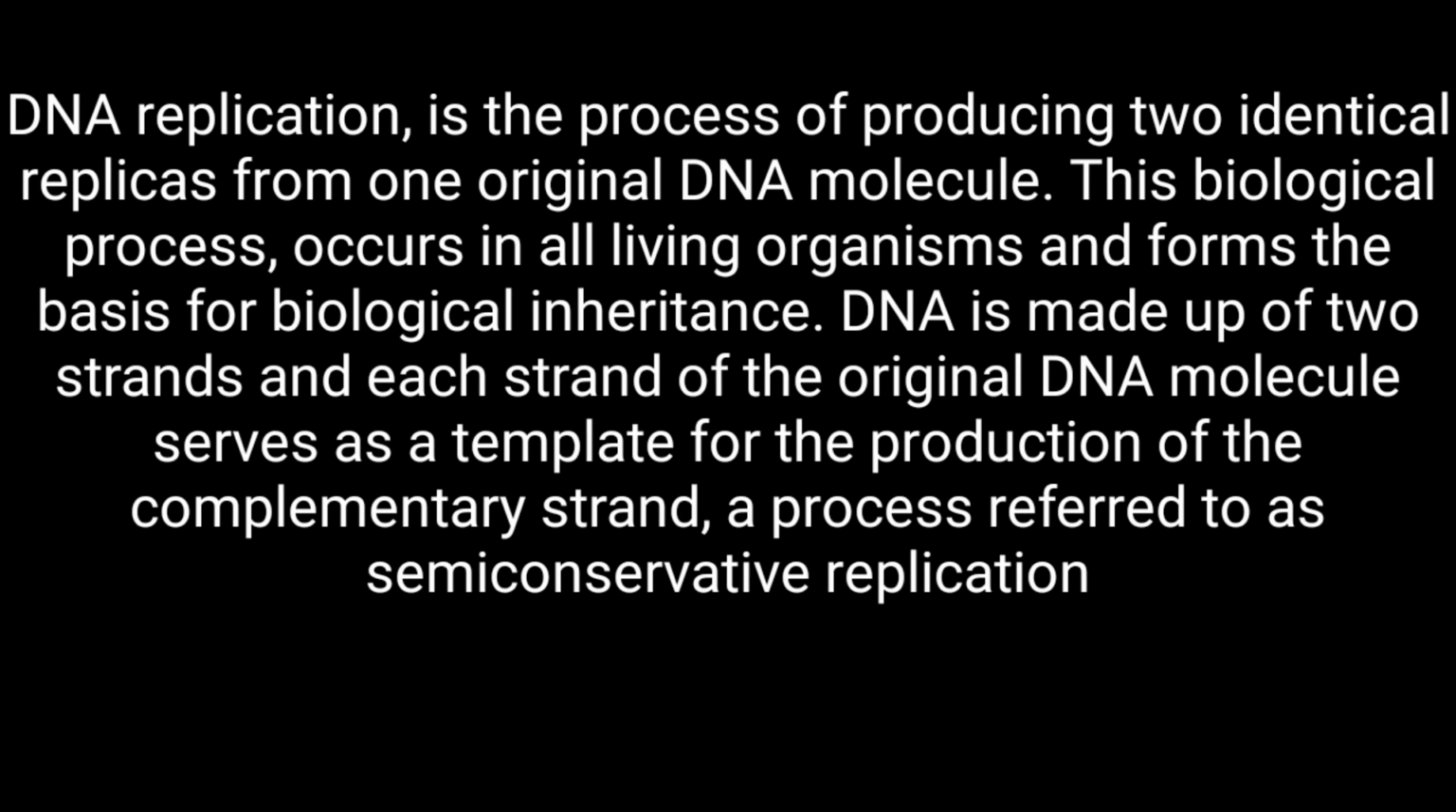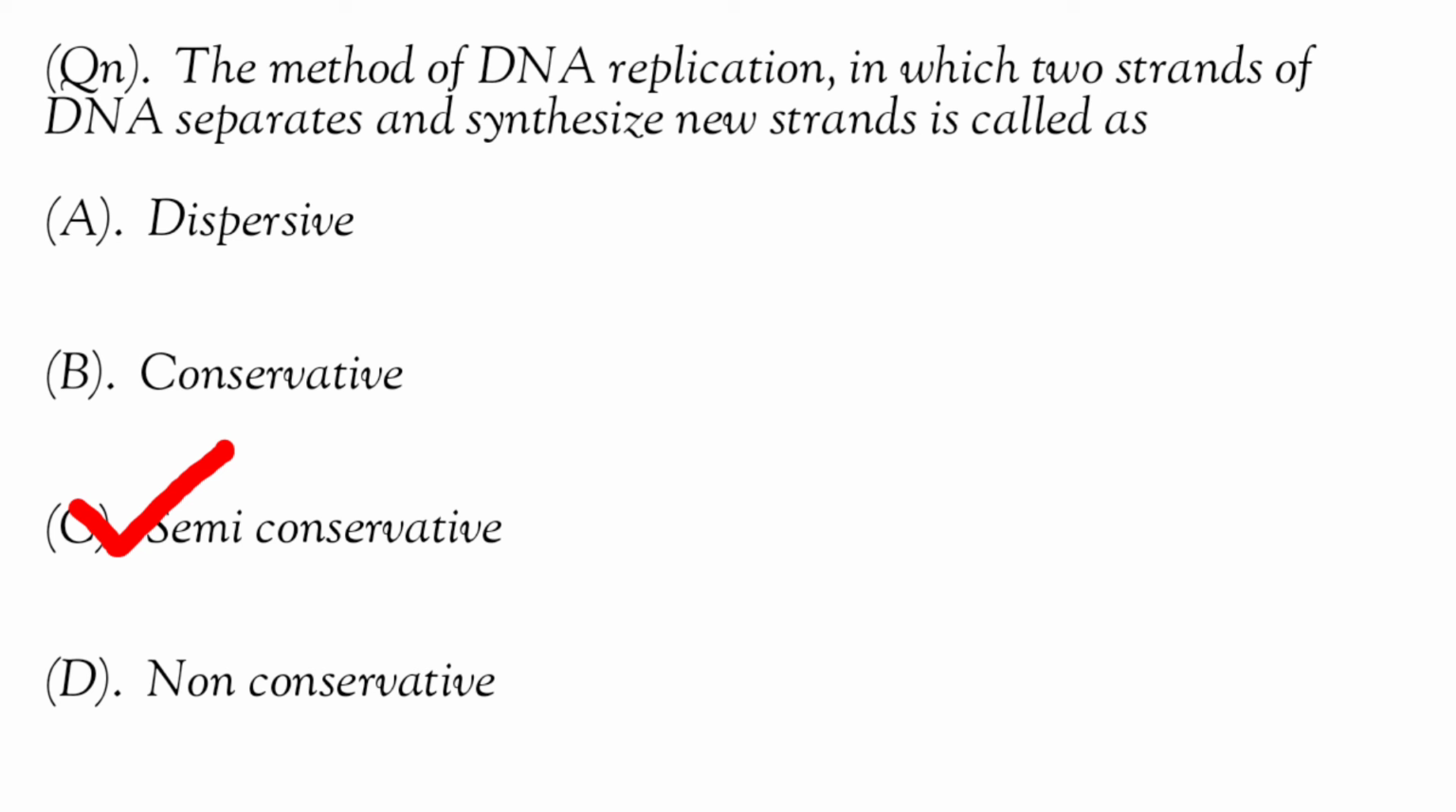Explanation part. DNA replication is the process of producing two identical replicas from one original DNA molecule. This biological process occurs in all living organisms and forms the basis for biological inheritance. DNA is made up of two strands, and each strand of the original DNA molecule serves as a template for the production of a complementary strand, a process referred to as semi-conservative replication. Hence, option C is the right answer.